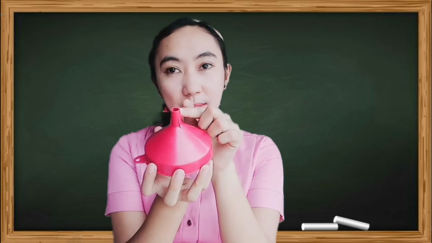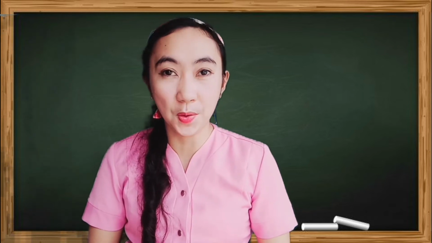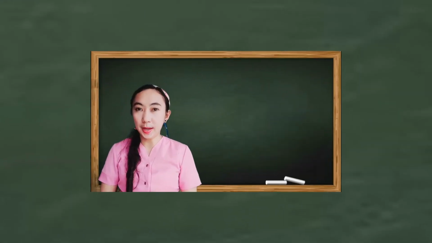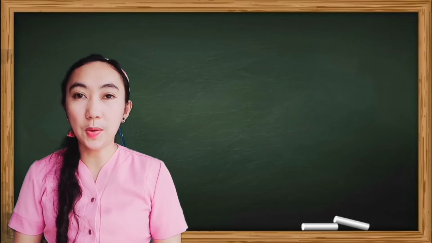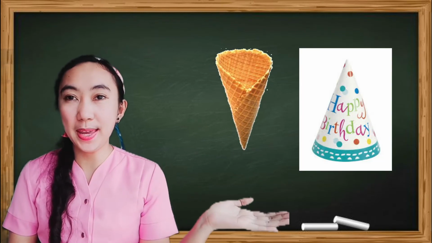and a vertex. Now, can you give me other examples of a cone? So aside from a funnel, we also have ice cream cone and a birthday hat.